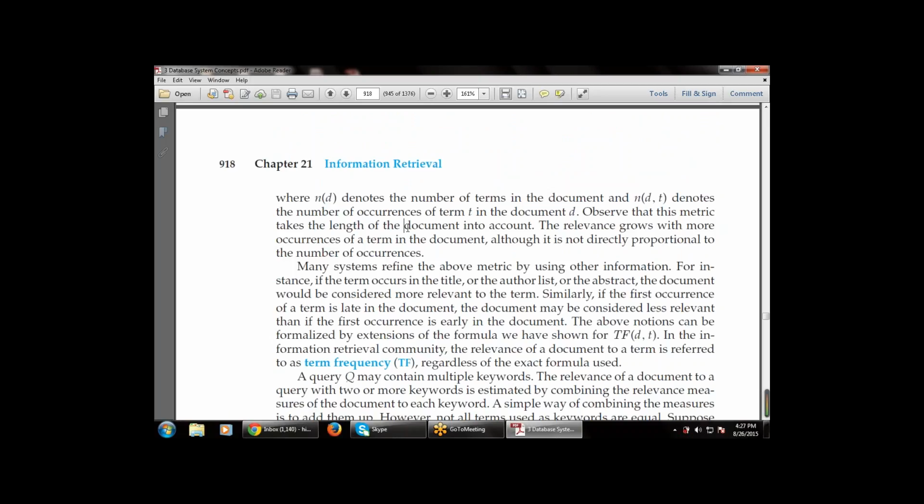Observe that this metric takes the length of the document into account. The relevance grows with more occurrences of a term in the document, although it is not directly proportional to the number of occurrences. There are many systems that use TF, the term frequency, regardless of the exact formula being used. So there is TF(d,t), where d is the document and t is a term.